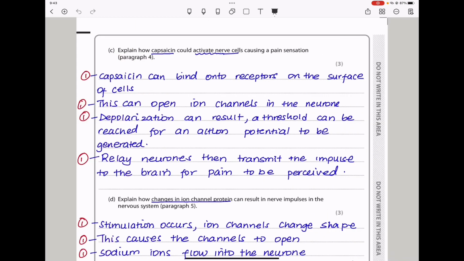Moving on. Here they say, explain how capsaicin could activate nerve cells, causing a pain sensation in paragraph 4. From paragraph 4, we can see, of course, this is going to bind onto receptors on the surface of cells, and this can cause the opening of ion channels in the neurons. Depolarization can result, and if a threshold is reached, then an action potential is going to be generated, and then relay neurons transmit the impulse to the brain for pain to be perceived.